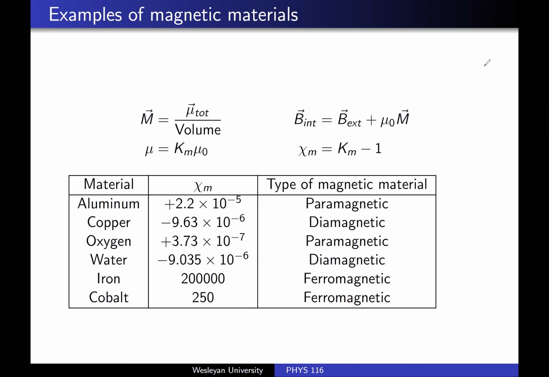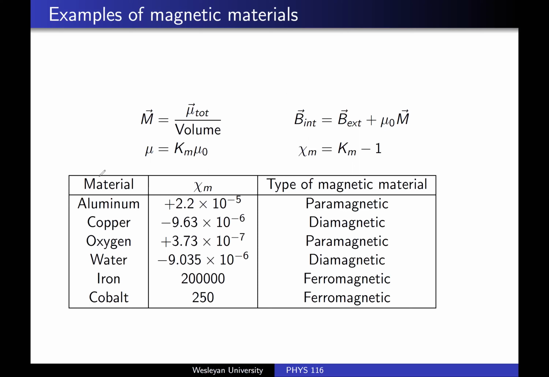Once again, let's remind ourselves of some of the definitions. Magnetization is the dipole moment per unit volume. Mu is Km times mu naught. Notice, unfortunately, there are many different mu's on this page. This is total dipole moment. This is relative permeability. This is the permeability of free space. Yes, they unfortunately all refer to very different things. B internal is equal to B external plus mu naught M, and chi M, the magnetic susceptibility, is Km minus 1.